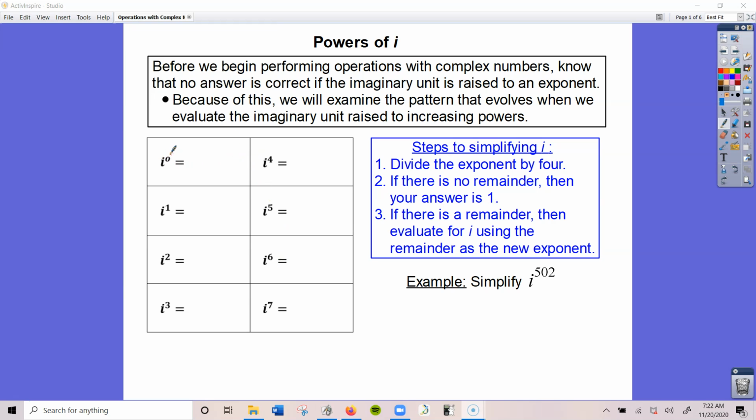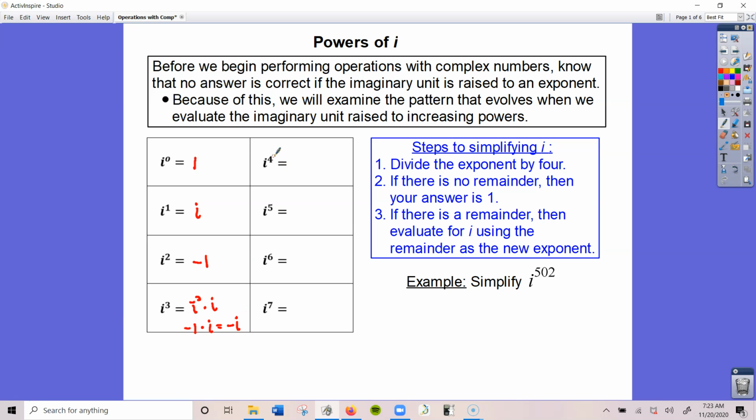i raised to the 0 is 1, and that's because anything raised to an exponent of 0 is always 1. Now i to the first is just i. i squared, we learned in the past, is -1. Now, if we continue to find i to the third, that means that i to the third is equal to i squared times i. Now, since i squared is -1, then that's -1 times i, which is -i.